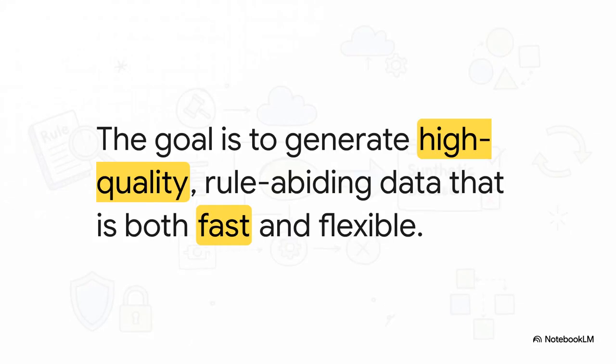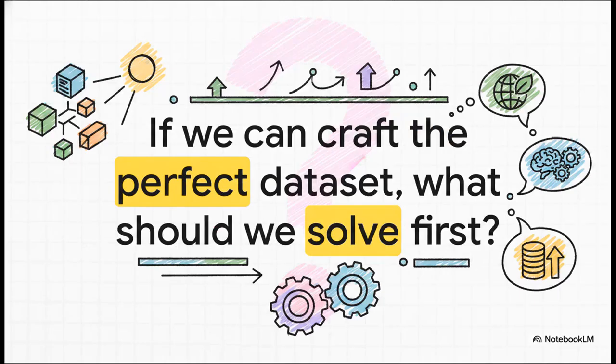And that really is the heart of it. This entire field is one giant balancing act. The ultimate goal, the thing everyone is chasing, is the generator that can do it all. Create incredibly high-quality data that perfectly follows the rules and do it with lightning speed. Which leaves us with one last, kind of mind-bending question to think about. Once we crack this, once we can craft the perfect data set for any problem we can imagine, with perfect accuracy and following any rule we can set, what's the very first problem we should point this thing at and solve?